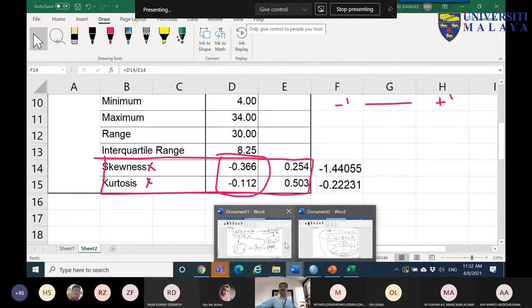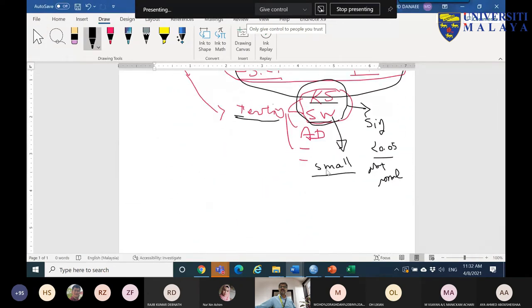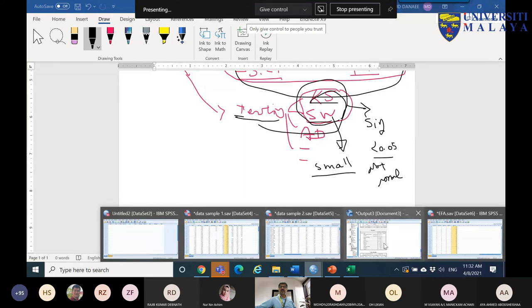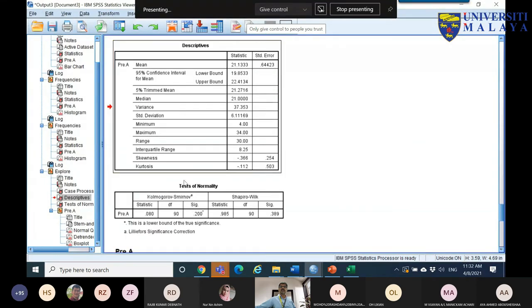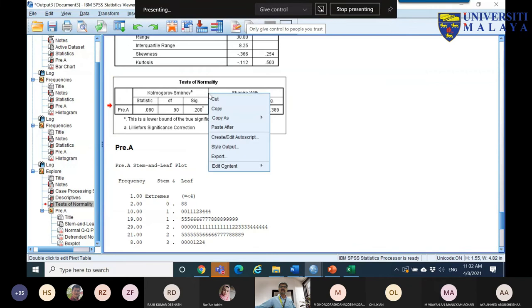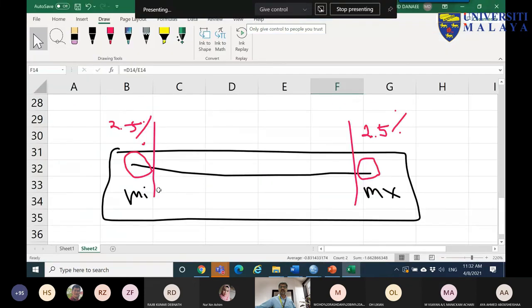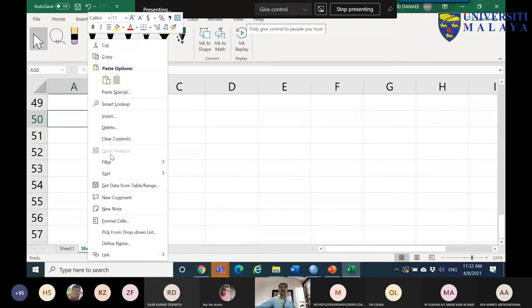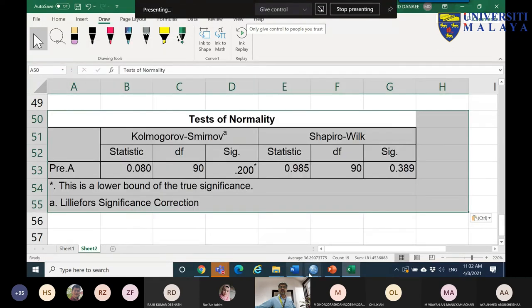The next technique, as I mentioned, is a statistical test, the Kolmogorov-Smirnov. Look at the SPSS output. After the descriptive statistics, we have the test of normality. I copied this and pasted it in Excel because I think it's easier to see the tables. This is the Kolmogorov-Smirnov test, and this is the Shapiro-Wilk test.